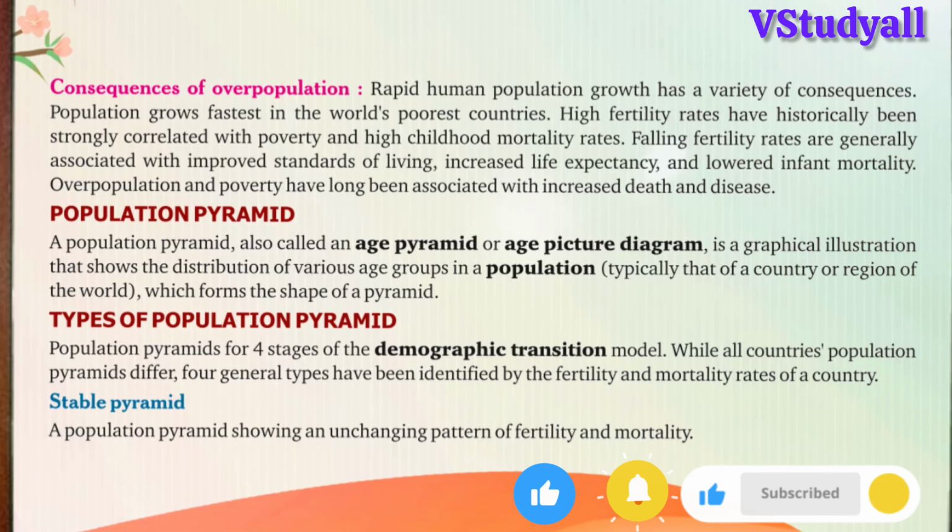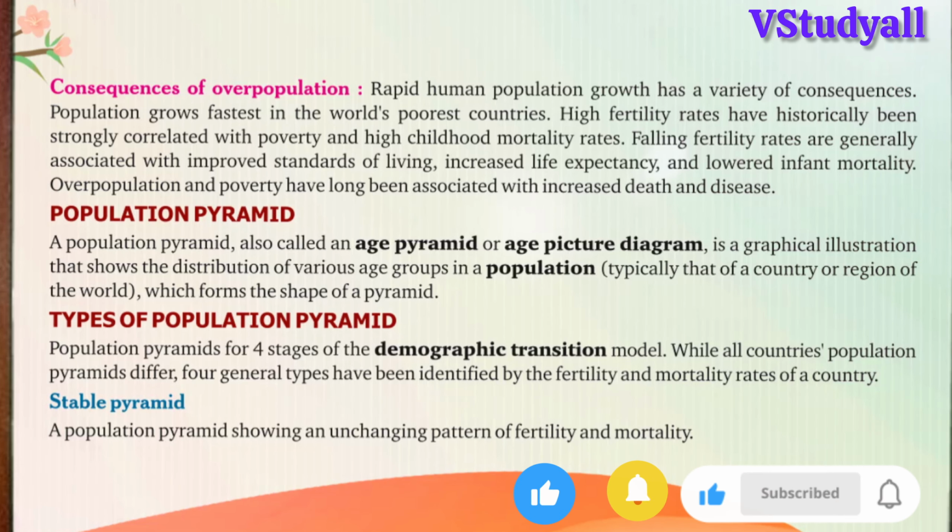Consequences of overpopulation. Rapid human population growth has a variety of consequences. Population grows faster in the world's poorest countries. High fertility rates have historically been strongly correlated with poverty and high childhood mortality rates. Falling fertility rates are generally associated with improved standards of living, increased life expectancy, and lowered infant mortality. Overpopulation and poverty have long been associated with increased death and diseases.